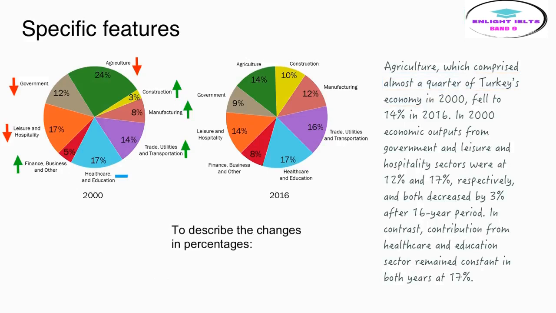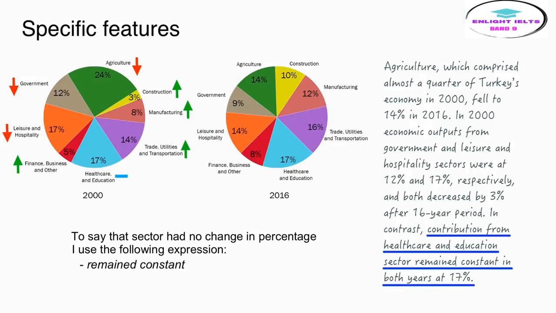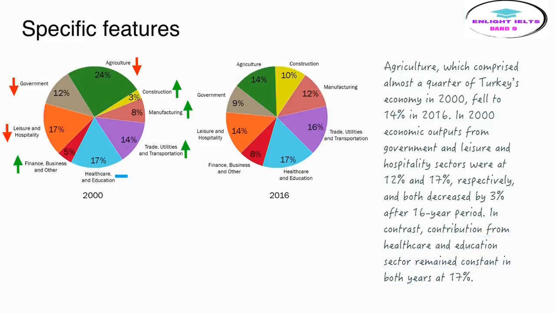And to describe the changes in percentages, I use several nice phrases, such as fell to 14% and decreased by 3%. To say that sector had no change in percentage, I use the following expression: remained constant. Contribution from healthcare and education sector remained constant in both years at 17%. Also, I use an expression in contrast, to contrast sectors that had a decrease and sector that had no change.